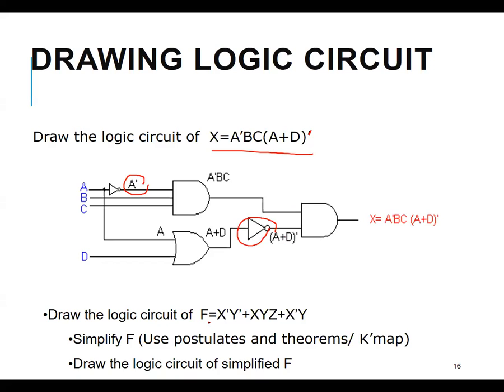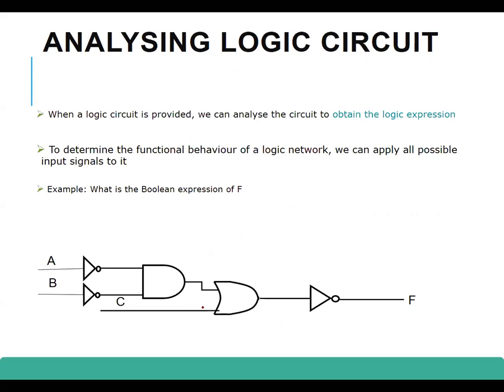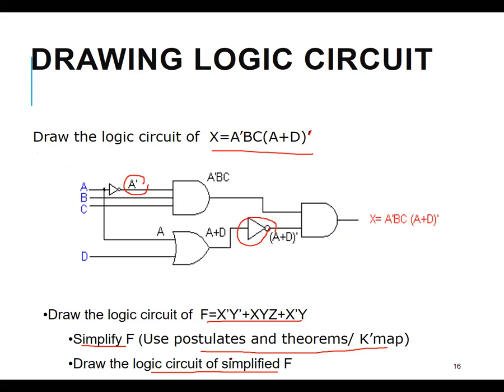So next you have to draw the logic circuit of this Boolean expression. For that you have to first simplify F using postulates and theorems or K-map, then draw the logic circuit of simplified F. I will upload the slides so you can see this, and let's keep this for the moment. You can do it as homework, or let's do it if time is left at the end, because today we have missed some time.